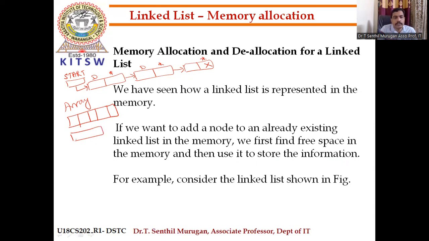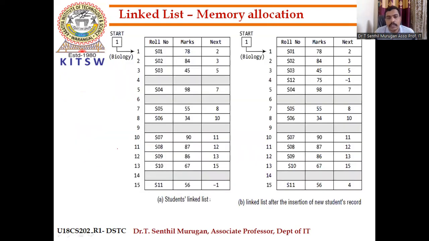Wherever the free space is there, that memory will be allocated, and each memory will have the link to the next space. Like that, if we want to create a new node in the list, we must create the memory space. That means we have to find where the memory is free. So for that, we have to identify it like that.